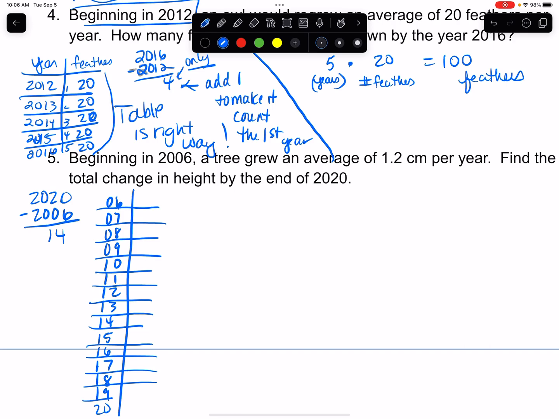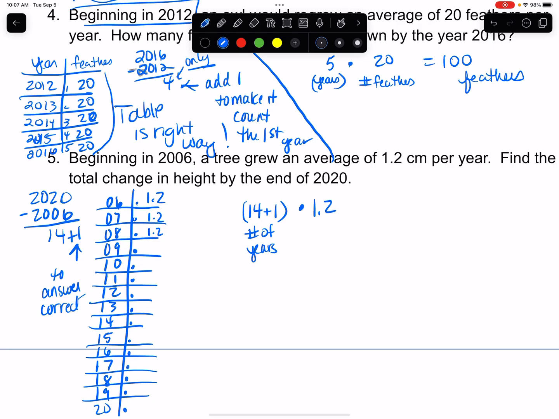And I'll show you that. 1, 2, see my dots, 3, 4, 5, 6, 7, 8, 9, 10, 11, 12, 13, 14, 15. So you need to add that 1 to answer correctly. Okay? And if it grew 1.2 every year, what you're going to notice is that you can do that 14 plus 1, which is the number of years, times the 1.2 growth.